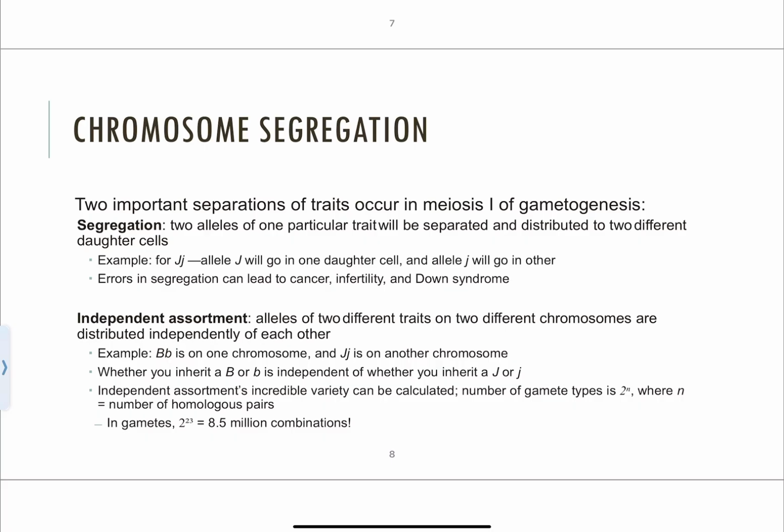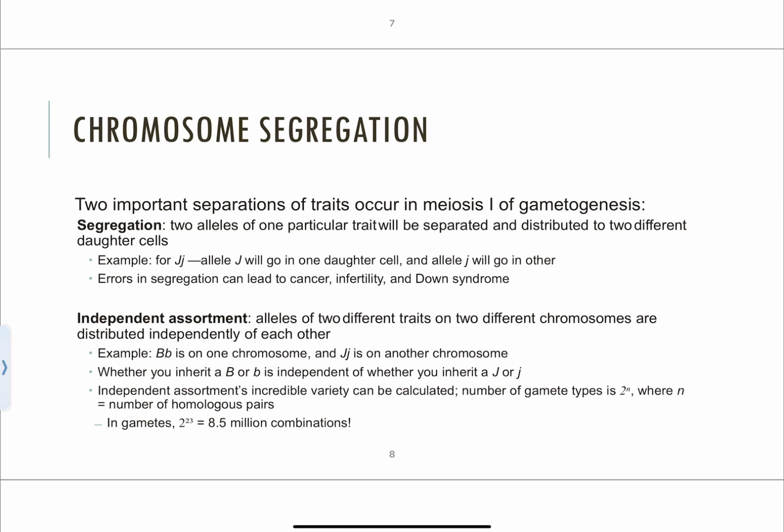There are errors that can occur during segregation where one daughter cell is missing the allele and the other daughter cell gets two copies of the allele. These can lead to various disorders, so things like cancer, infertility, or even Down syndrome.